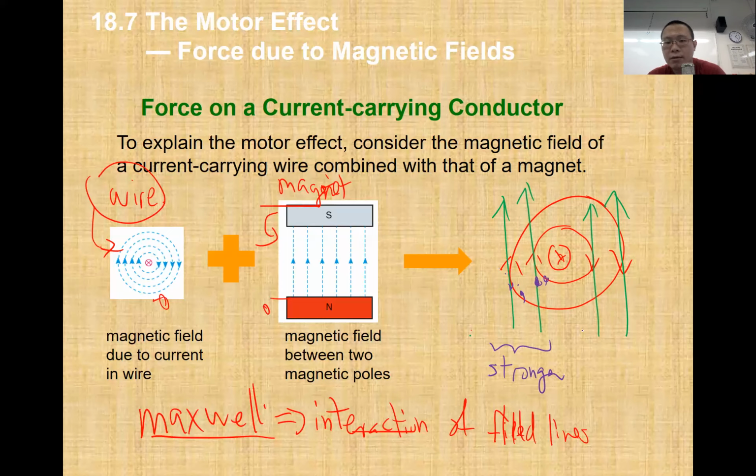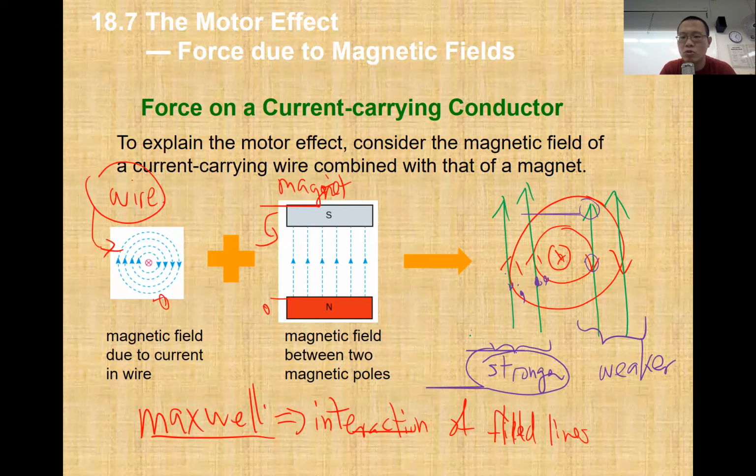But if you look at the other side now, you'll find that the green and the red are in opposite directions, which means they will have some cancelling effect. They will cancel out each other to a certain degree, such that this side will be weaker. So when we superimpose, we overlap these two magnetic field lines together, the interaction will cause the combined, resultant field lines on the left side here to be stronger.